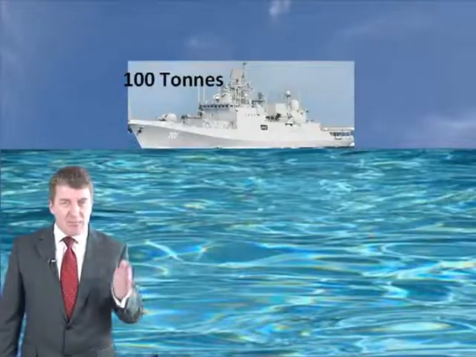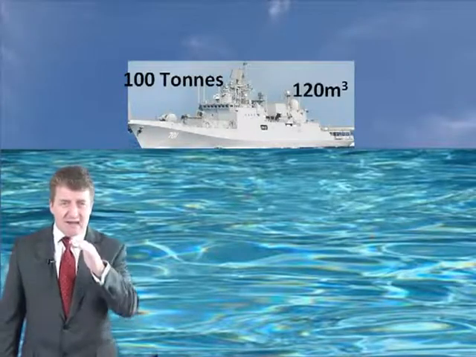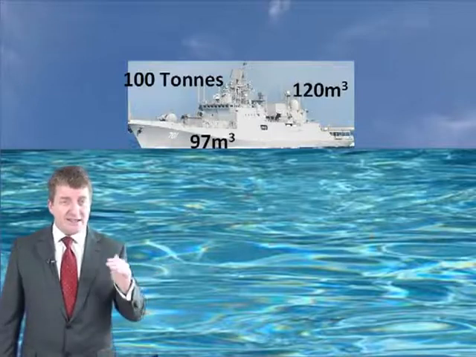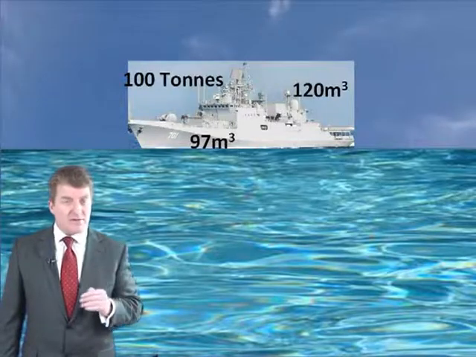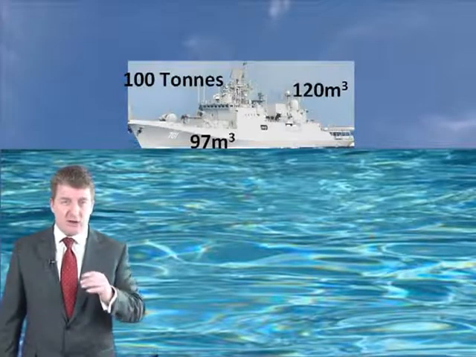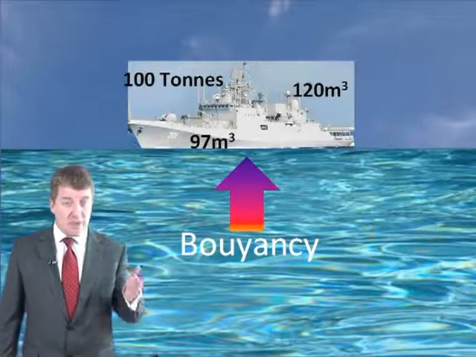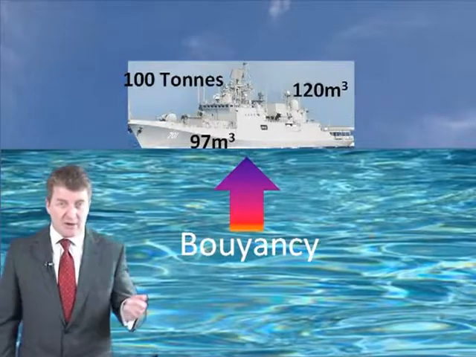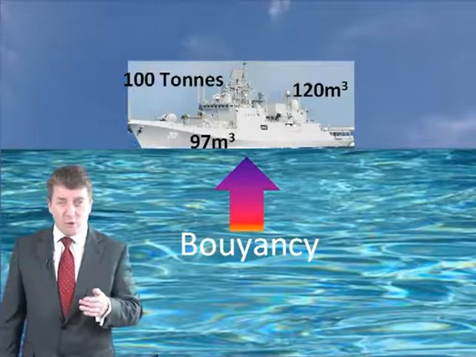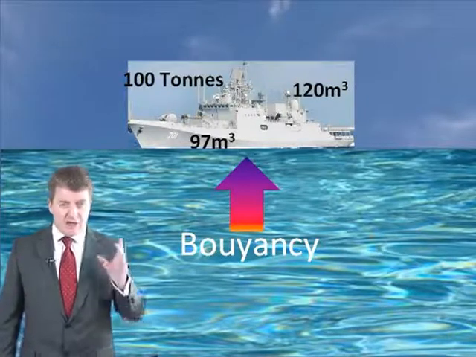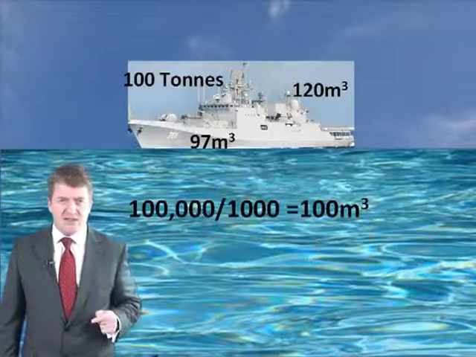Let's do an example. A ship weighs 100 tons and it's got a total volume of 120 metres cubed, with a volume of 97 metres cubed to the ship's deck. Now, what we have to determine is, will the ship sink below the deck? Well, we know that the ship weighs 100 tons. We also know that this force will be balanced by the force of buoyancy acting upon it. What we have to determine is what volume of water will be displaced. Well, the density of water is 1,000 kilograms per metre cubed, and therefore as 1 ton is 1,000 kilograms, this will displace 100 metres cubed.